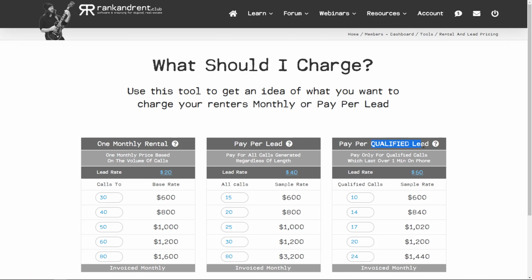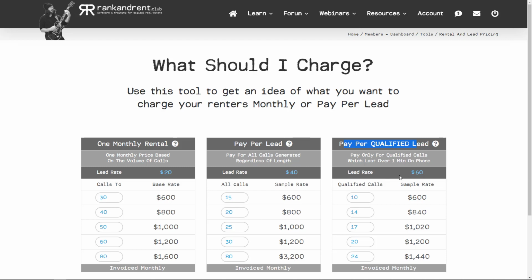And then a pay per qualified lead is another option where you're only charging the client for calls that last over 1 minute. Now you have to be very careful with this type of charge, because typically what I found is when they go to a pay per qualified lead, they will try to qualify the people that are calling that number very quickly and try and get them off the phone, because they know they're going to be charged if it lasts over a minute. So it's something you have to decide if you want to do, if you want to stick to the monthly or pay per lead, or if you even want to offer a pay per qualified lead.